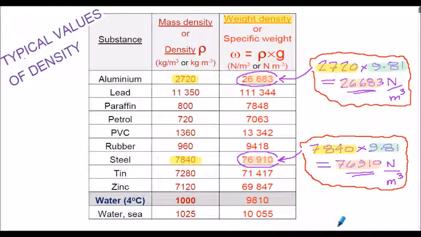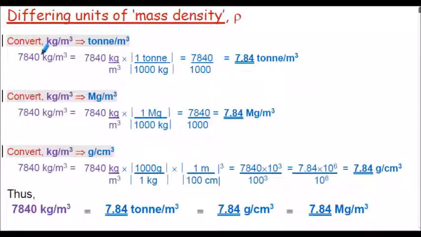So those slides are just showing you that there is more than one density, so be careful when you're extracting information from various reference sources that you know which density you're actually considering. In this presentation, we will use the mass density within our calculations. And also be aware of the differing units of mass density, symbol rho.